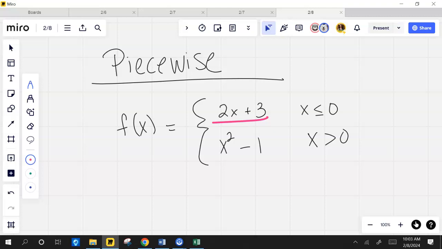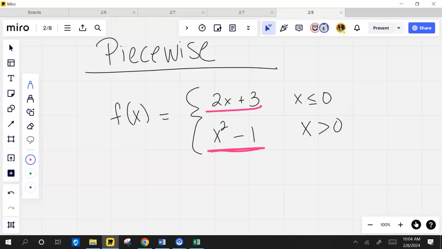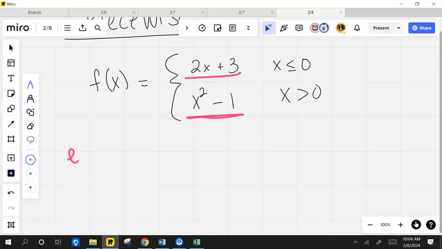So that's a line, and then it's got a piece of this other graph. What is that? That's a parabola. And so we're going to talk about how to evaluate and how to graph these piecewise functions, and then how to look at the domain and range of them. All right, first of all, let's do some evaluating. What if I asked you to find f of 2?